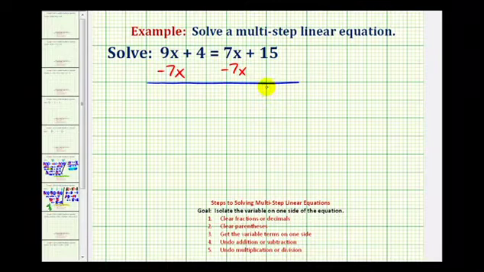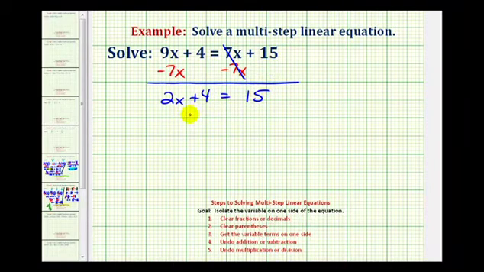Again, the reason we're doing this is, looking at the right side, 7x minus 7x would be 0, so now there's no longer an x term on the right side of the equation. Now going back over to the left side, we have 9x minus 7x, that's 2x. We still have plus 4. We bring down the equal sign, and here we have positive 15.